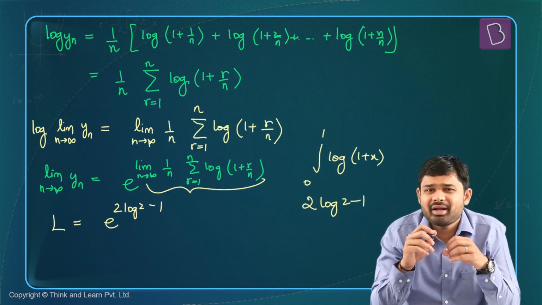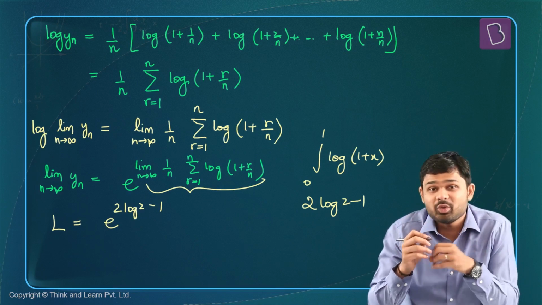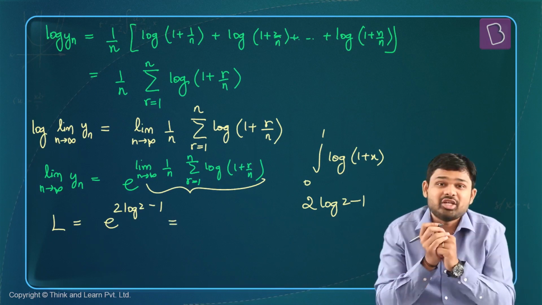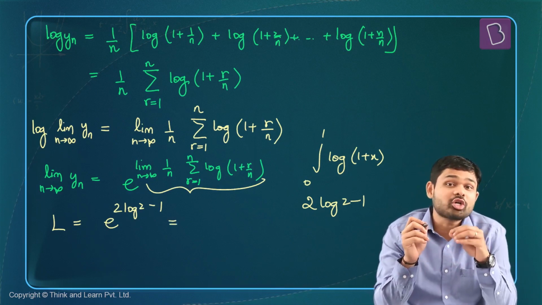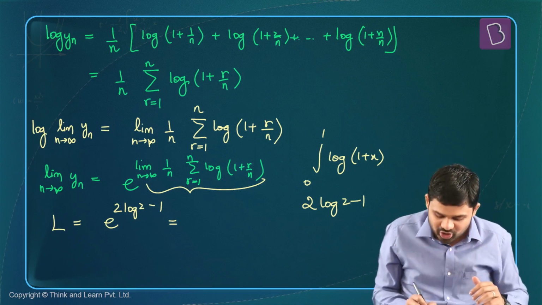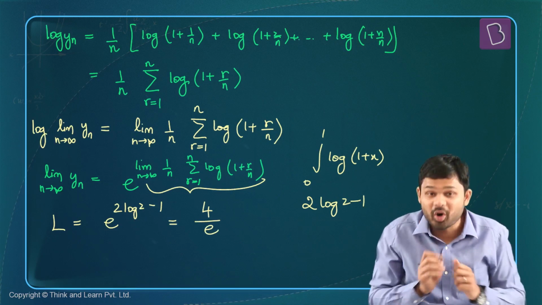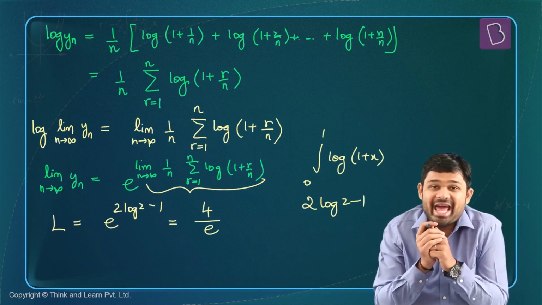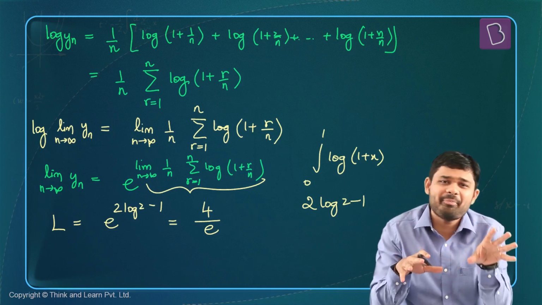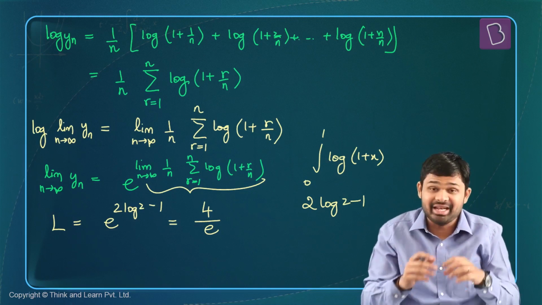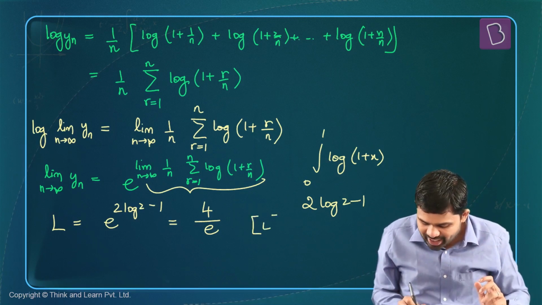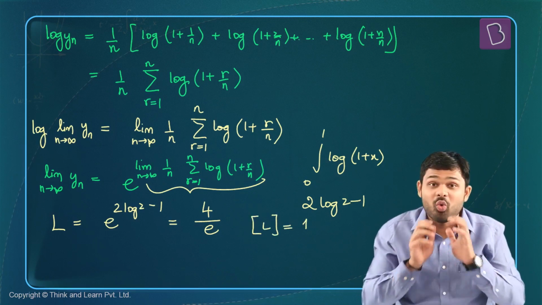e power 1 is just e, so that's going to be in the denominator. 2 log 2 can be written as log 2 square, and e power log 2 square is nothing but 2 square. So that's going to be equal to 4 upon e. So the value of L is 4 upon e. 4 upon e is 1 point something, because e is 2.7. So L is going to be 1 point something. The greatest integer of L is going to be equal to 1.